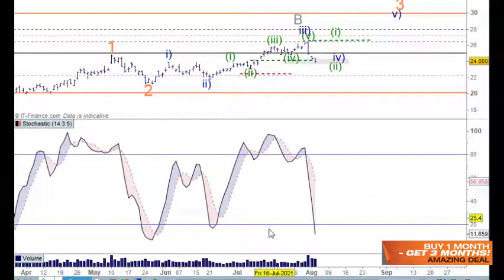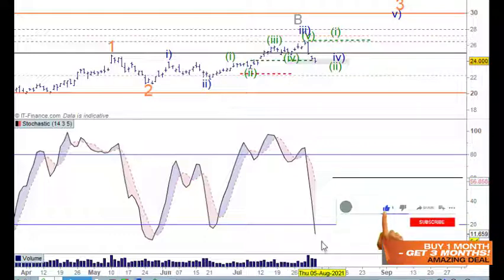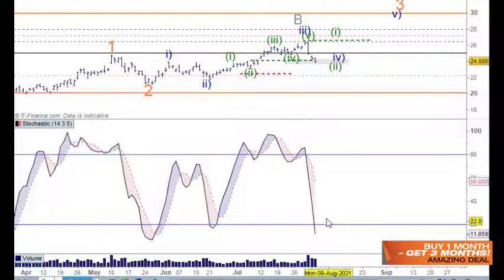The stochastics are setting up. As I said yesterday, it will take a good few days, 3 to 4 days to set up. So we still need that. This other line needs to come down further for that. But yes, it's getting there. So we're not going to panic. We're going to leave the stop out of the way for this.